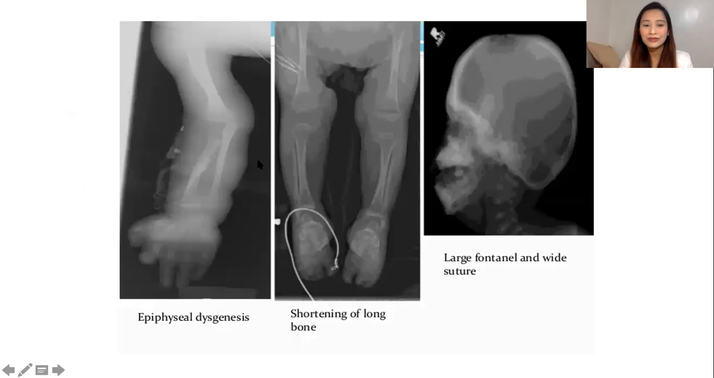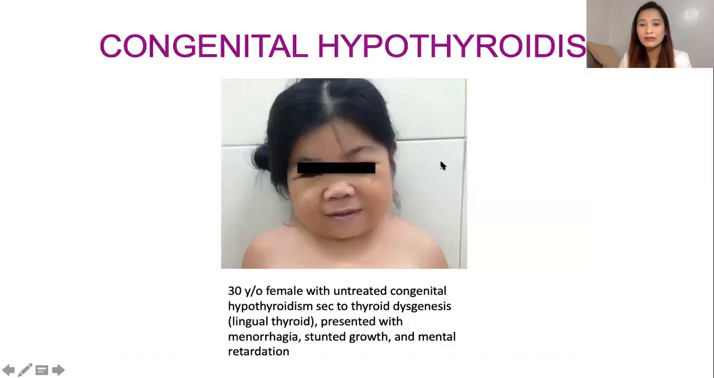Okay? So you will have epiphyseal dysgenesis there. Your epiphyseal plate has not matured. Okay, there is shortening of the long bones because the ossification does not proceed normally. You will also have a large fontanelle and a wide suture.